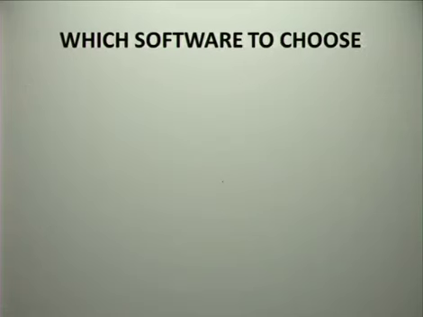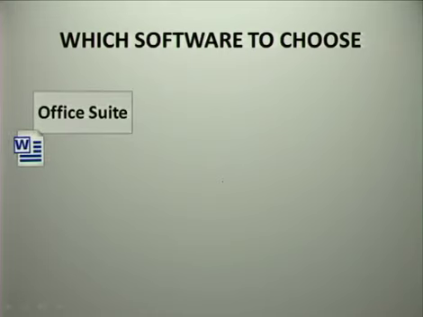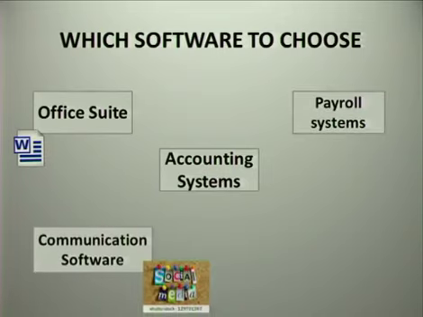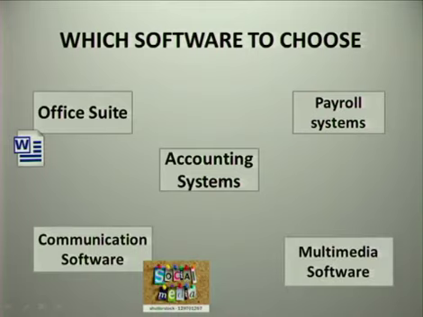There are a few examples that you can choose from. You get your Office suite, some accounting systems, payroll systems, communication software, and some multimedia software. There is a lot of other software that you can choose from, but basically it depends on whether you are working at a specific firm where you do accounting. So it obviously means that you would need the accounting system software. All of these, like I said, depend on what you are using your computer for.